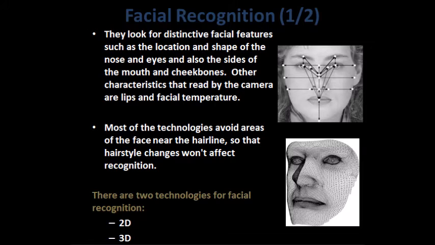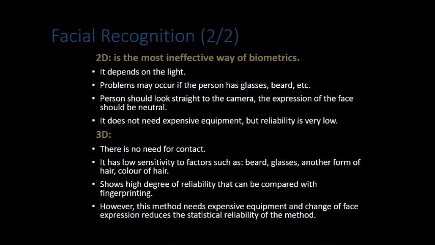There are two technologies for facial recognition, 2D and 3D. 2D is the most ineffective way of biometrics. It depends on the light. Problems may occur if the person has glasses or a beard and other features. The person should look straight at the camera. The expression of the face should be neutral. It does not need expensive equipment, but reliability is very low.